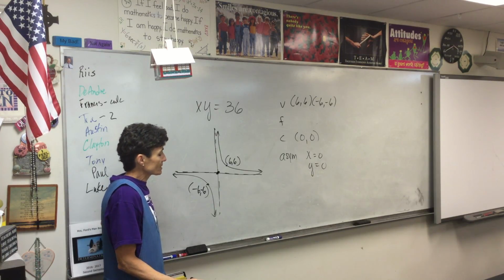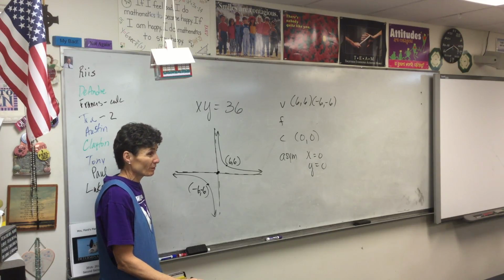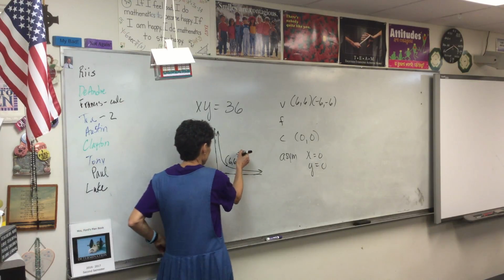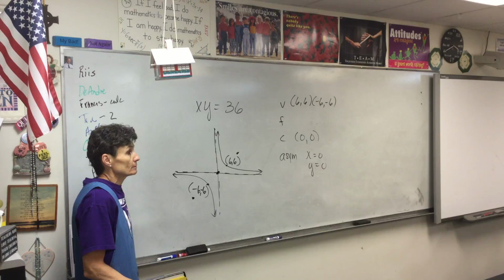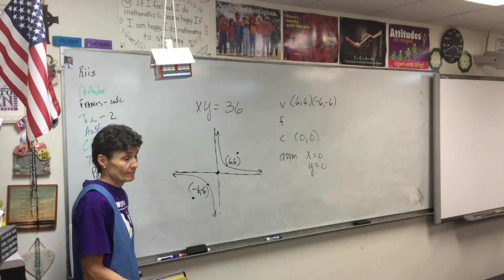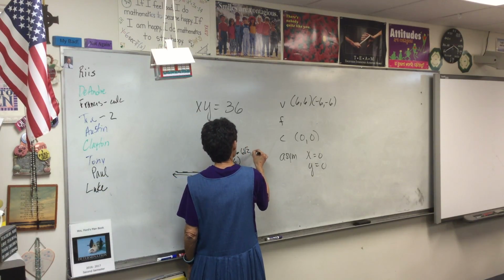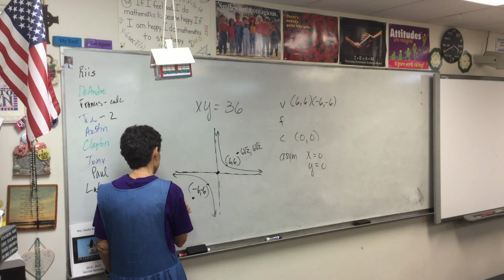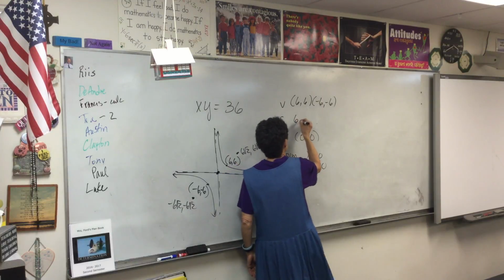Now what about the foci? This is something you just have to remember. I told you how to do it. They're going to be back here like this. It's a square. It's a 45-degree rotation. We multiply by root 2. So it's 6 root 2, comma 6 root 2, and negative 6 root 2, comma negative 6 root 2.